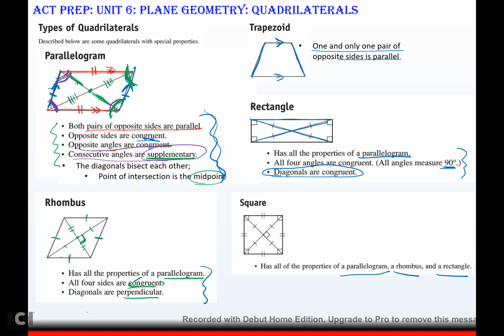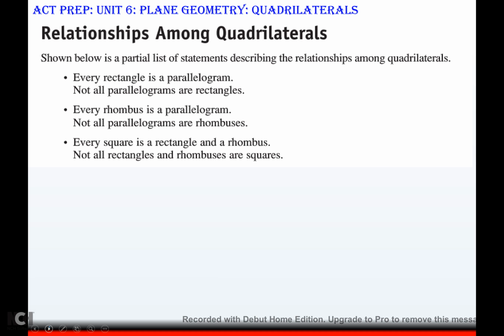And it has all the properties of a rectangle, so these facts are true. Okay? So, let's see what else we got. Relationships among quadrilaterals. Shown below is a partial list of statements describing the relationships among quadrilaterals. It says every rectangle is a parallelogram. That's true, because remember it says a rectangle has all the properties of a parallelogram.